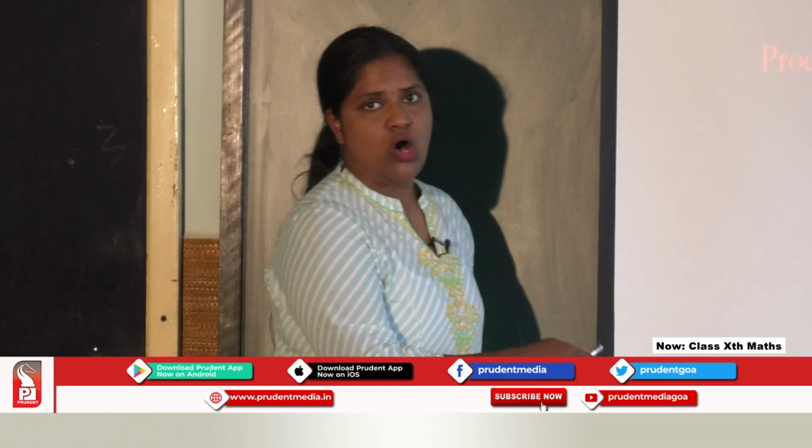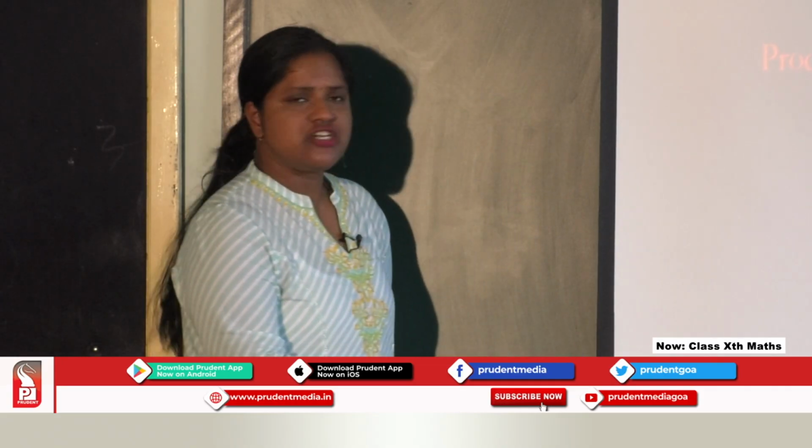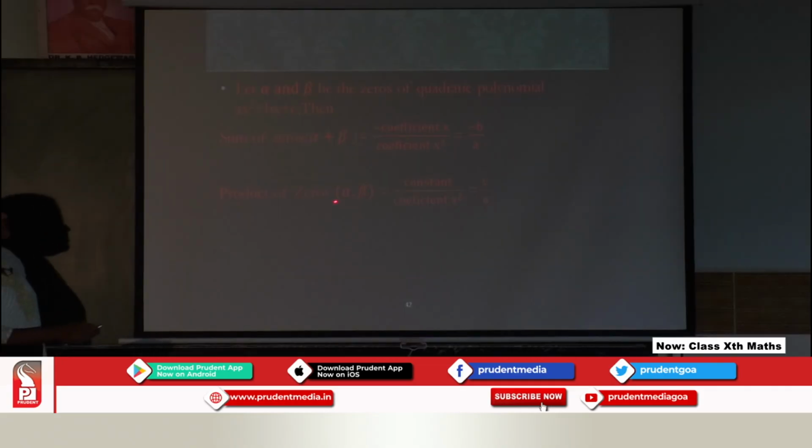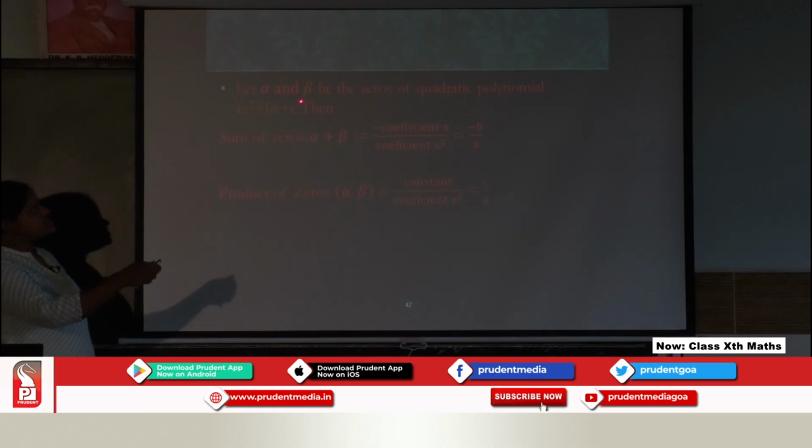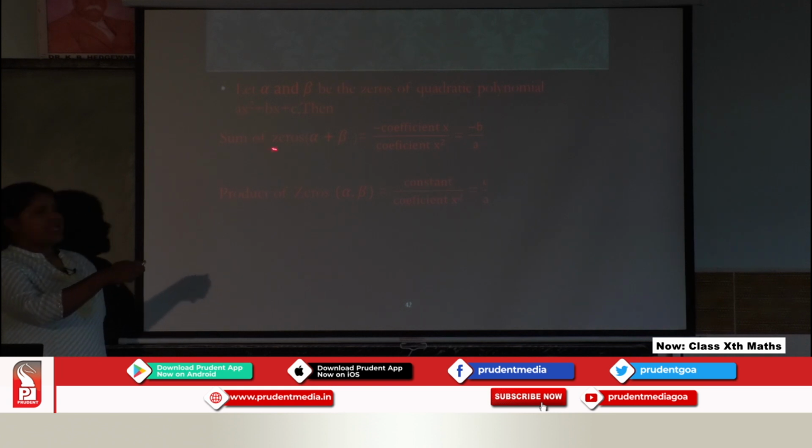This is sum of zeros. Product of zeros is alpha multiplied by beta. And for this the formula is constant upon coefficient of x square. What is constant? Constant is c and coefficient of x square is a. So, we have c upon a.